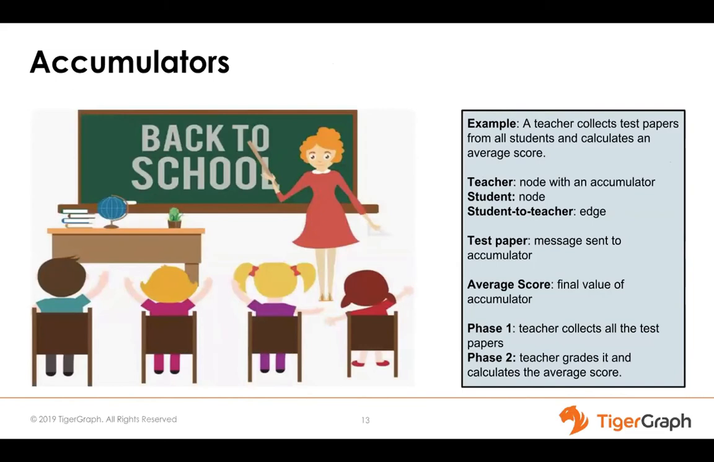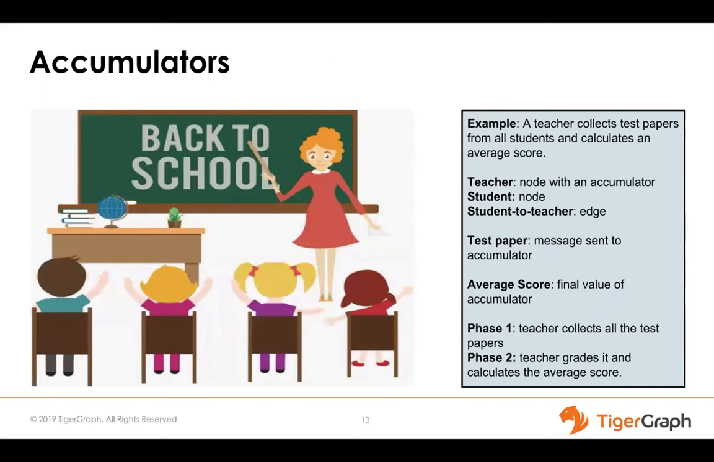So again, let's look at accumulators from another example. Let's assume we have a classroom. Teacher has given a test. She gathers the test and wants to calculate the average score. So the teacher represents the node that has an accumulator.